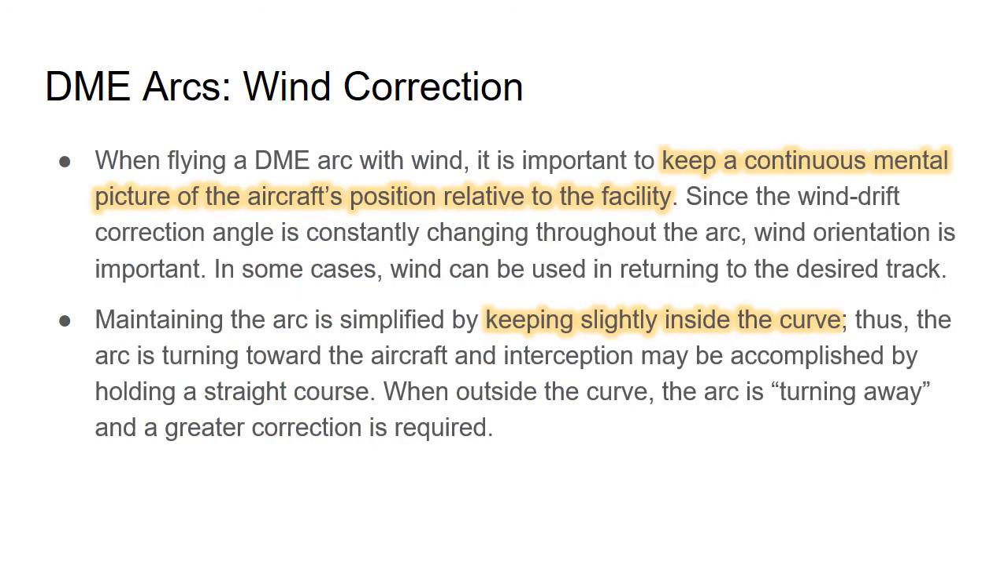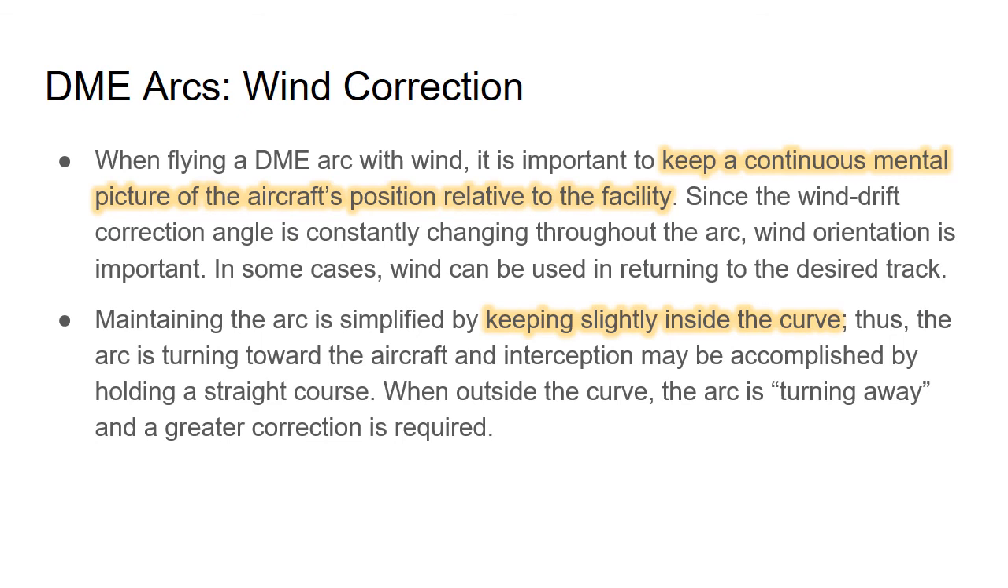When flying a DME arc with a wind, it's important to keep a continuous mental picture of the airplane's position relative to the facility. Since the wind drift correction angle is constantly changing throughout the arc, wind orientation is important. In some cases, wind can be used in returning to the desired track.